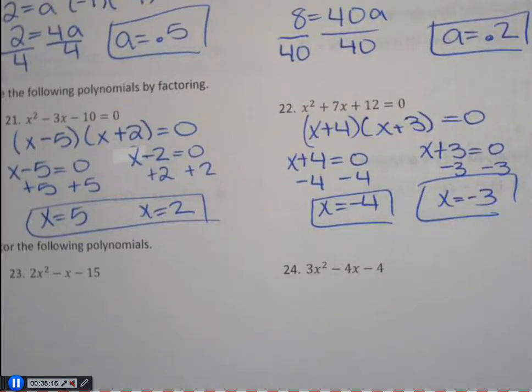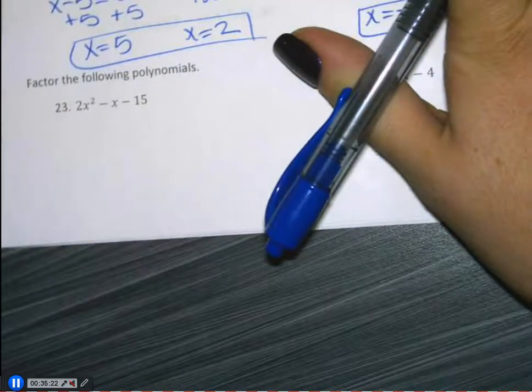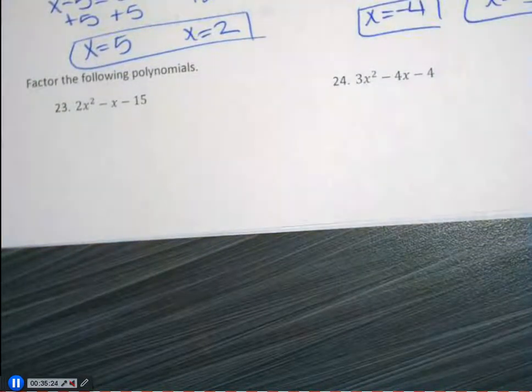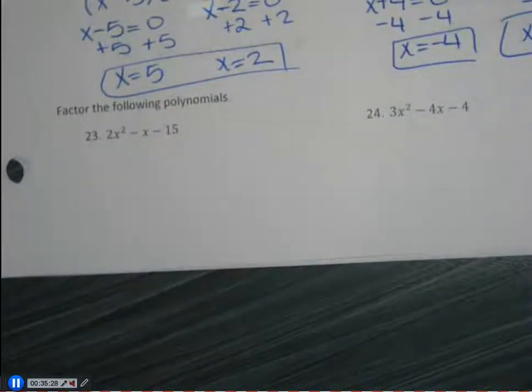Okay. So 23 and 24, these ones want to be factored. I'm pretty sure on the final this is a multiple choice question. So if you can't remember how to factor, you can remember how to FOIL. I would want you to FOIL them and check to see which one turns back into the equation.